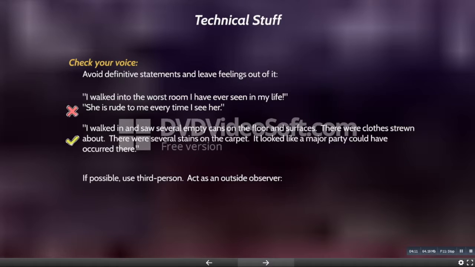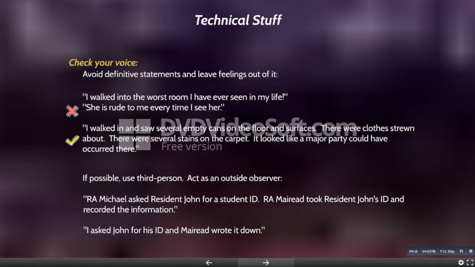You want to make sure to use third person whenever possible. Act as an outside observer to the situation. So instead of saying, I asked John for his ID, you might say something like, R.A. Michael asked resident John for a student ID.